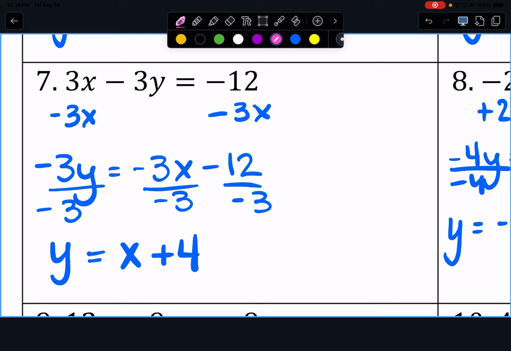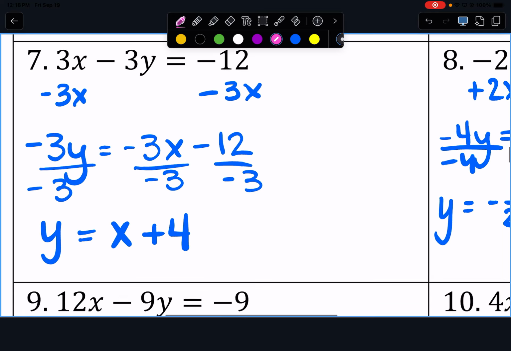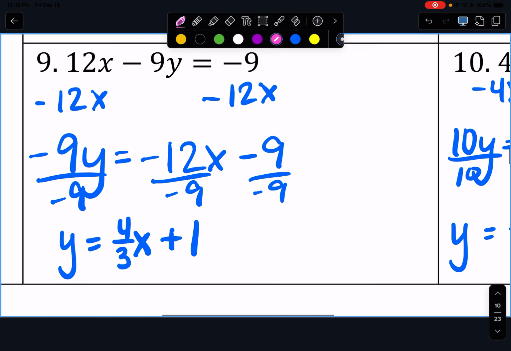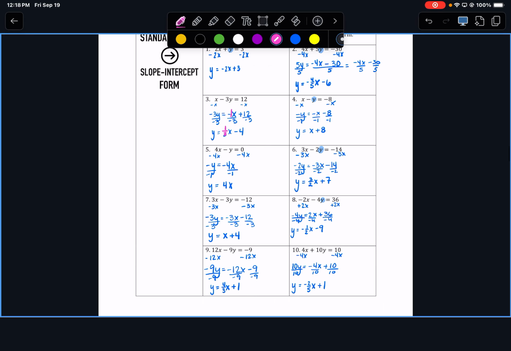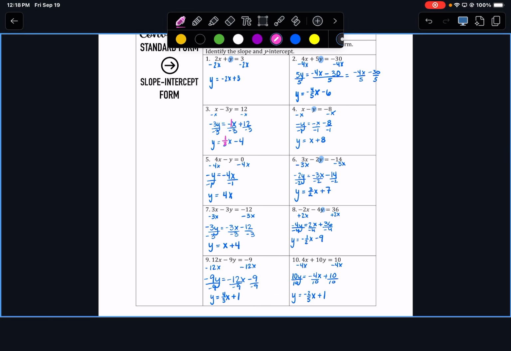Number 9. Y equals 4/3 x plus 1. There we go. And from here, we're going to go ahead and look at the back of this.